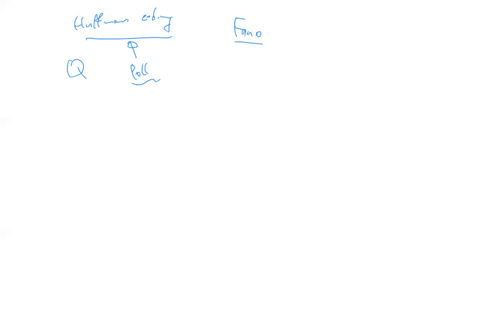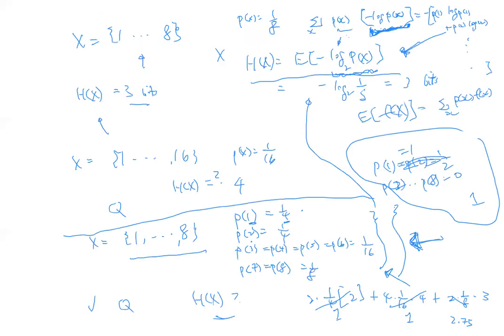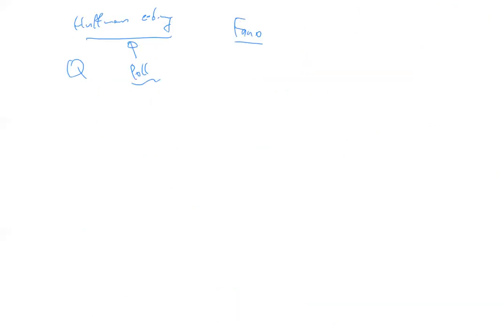But let's see, I don't remember the numbers now. Let's copy the question here again. Symbols 1 and 2 have probability 1/4, symbols 3, 4, 5, 6 have 1/16, and symbols 7 and 8 have 1/8.